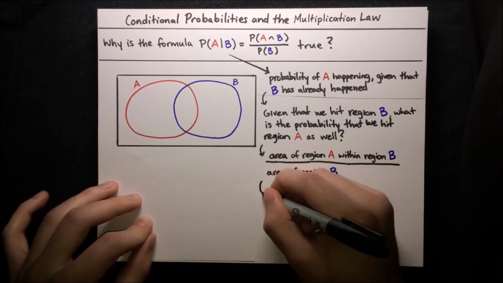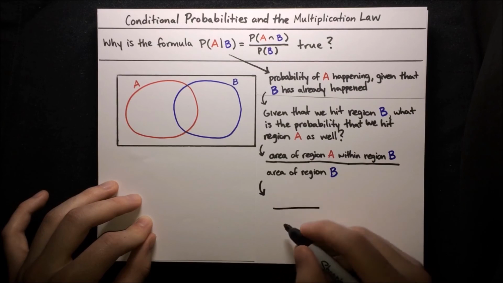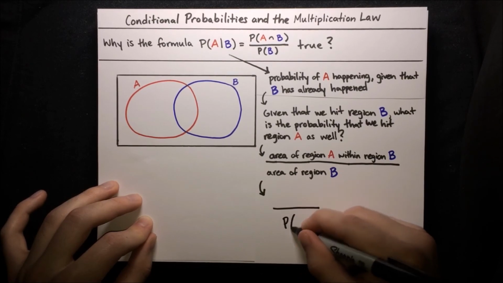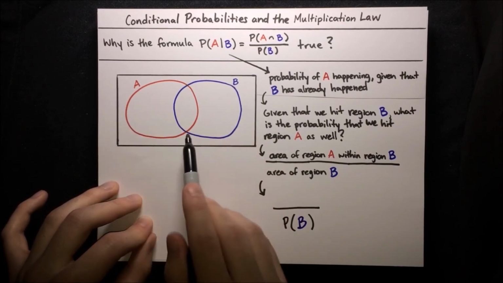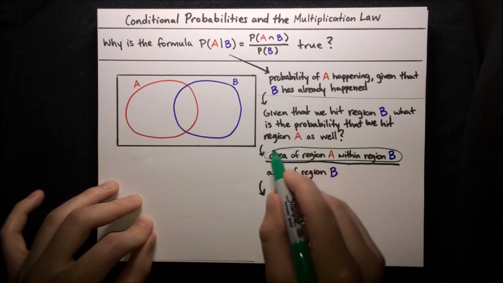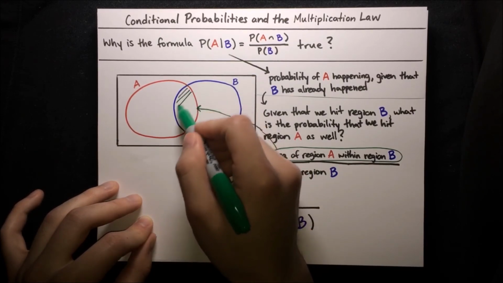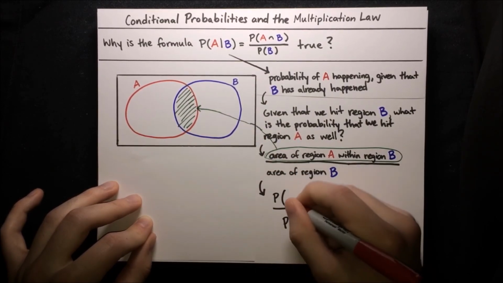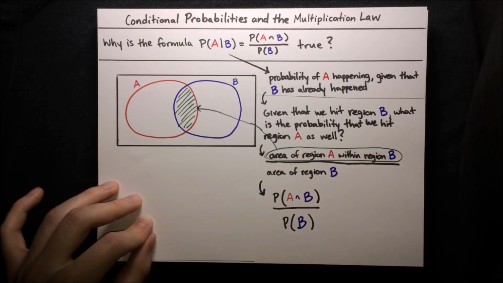All right, so let's actually translate this fraction back into probability language. So first of all, the area of region B, the denominator of this fraction, well, the area of region B right here is just the probability of B. If this whole rectangle has area 1, then the area of B has to be the probability of B. And now the area of region A within region B, that is just the overlap here. It's all this area over here. And that is, of course, just the probability of A and B. So there we go. There is our formula.